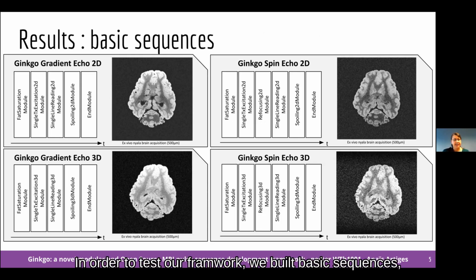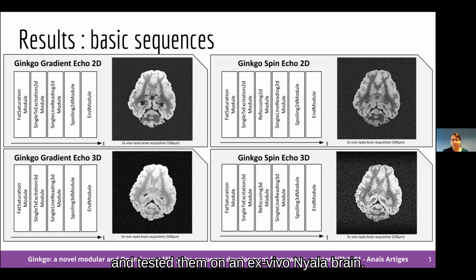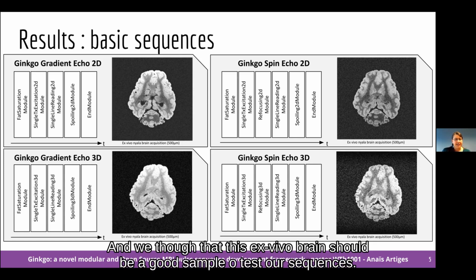In order to test our framework, we built basic sequences like gradient echo and spin echo 2D and 3D and tested them on an ex vivo Nyala brain. If you want to know, a Nyala is a kind of antelope. And we thought that this ex vivo brain should be a good sample to test the sequences.